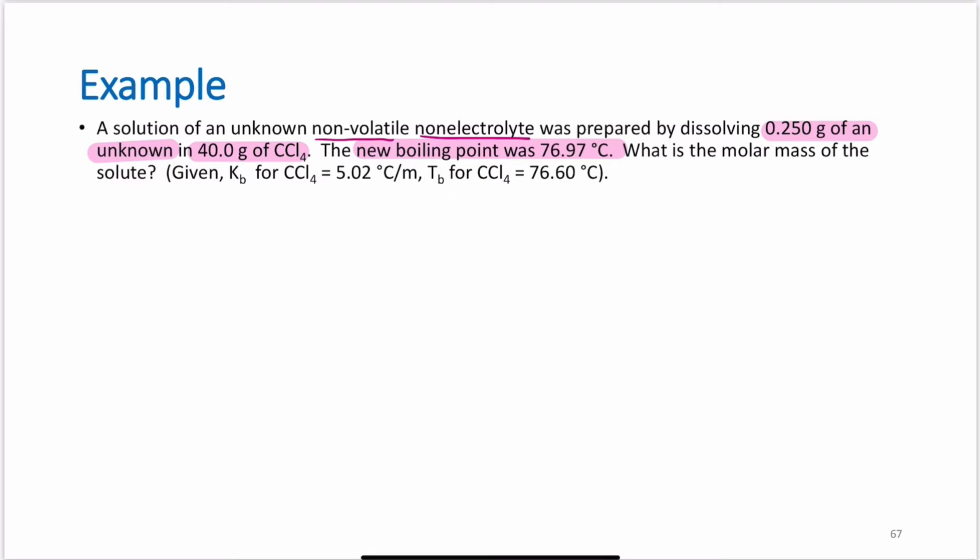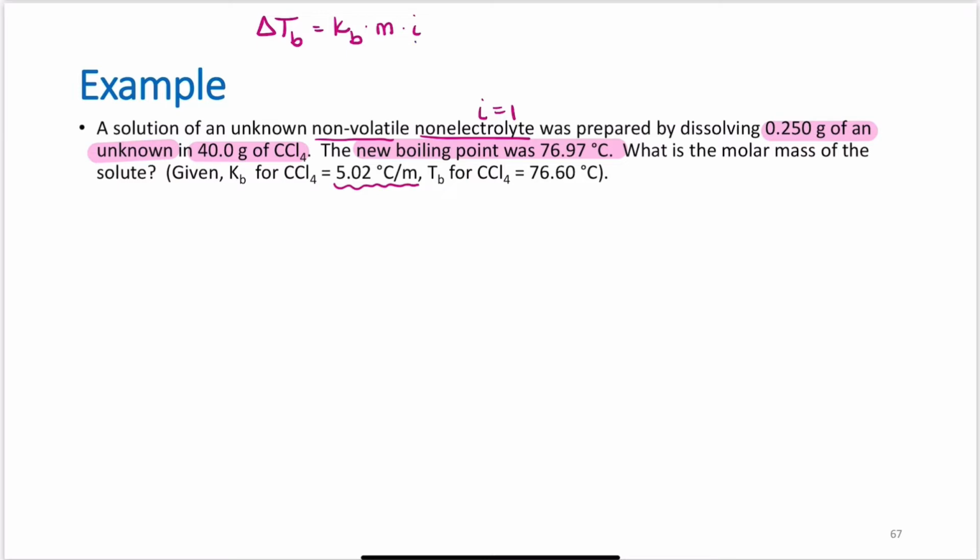First thing I want to do is, I'm dealing with boiling point here, so I must be using delta Tb equals Kb times m times i. Because this is a non-electrolyte, i equals 1. Kb is given to me. Kb is 5.02 degrees C per molal. And I'm given the normal boiling point, Tb, for carbon tetrachloride. I'm also given the new boiling point. First thing I need to do is figure out what is the change in boiling point.